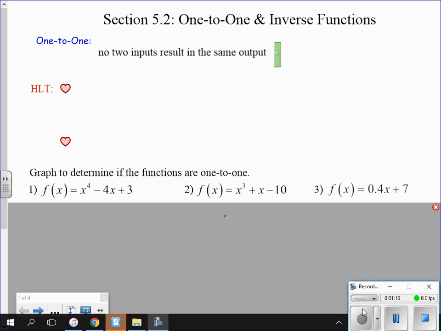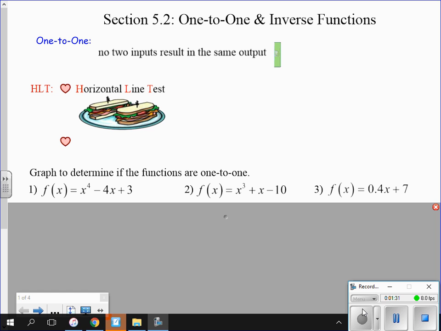A function is one-to-one if every y also has only one x. So every x and every y is paired together. No other x, no other y will have that. No other x will share that same y. No other y will share that same x. That's what one-to-one means. Okay.